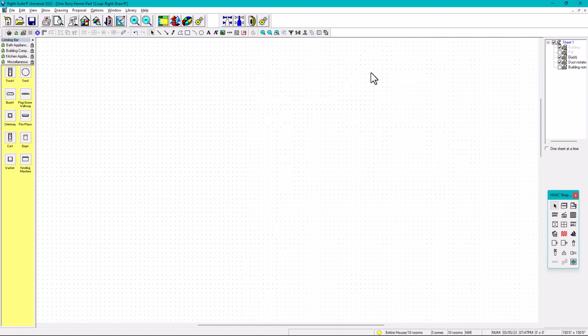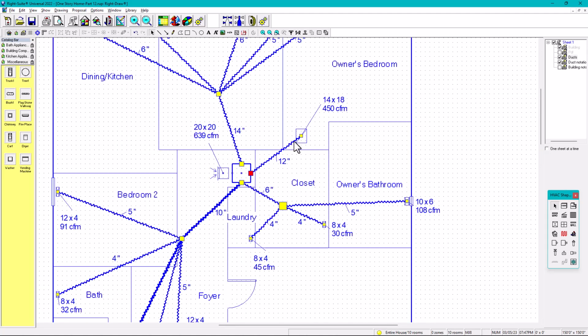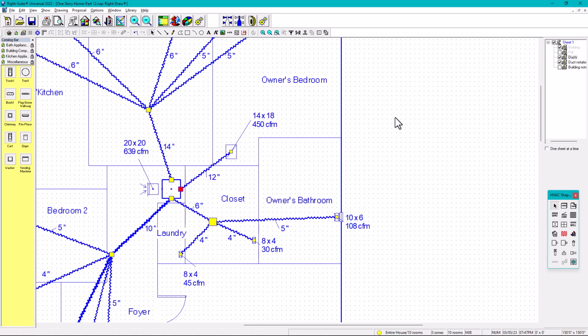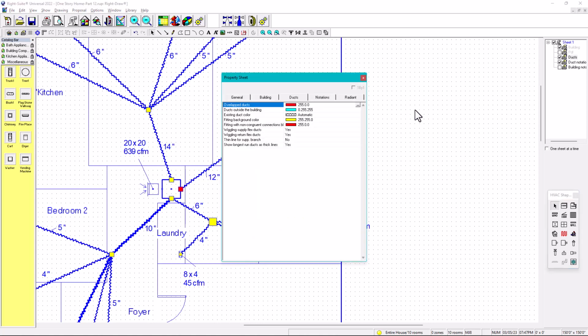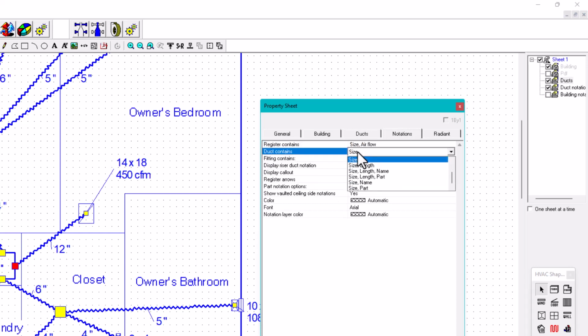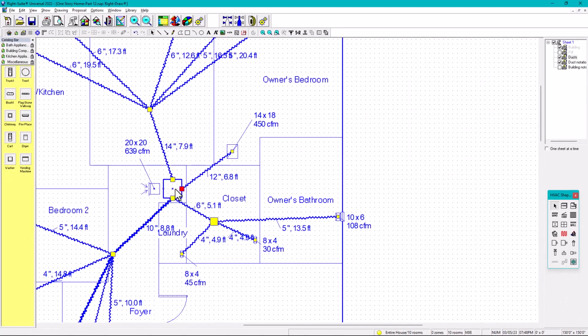Based on that critical path, let's be more curious. What is the distance, for example, for this return duct? This one right here, 12. What is the distance for this 12-inch duct? All right, what we're going to do is, again, right-clicking here, and then we're going to go to the tab notation. Under notation, you have duct contains size only, but we're going to change it to size and length. There we go, and then enter. Finally, we're able to see the distance. So the length of this duct is 6.8 feet.